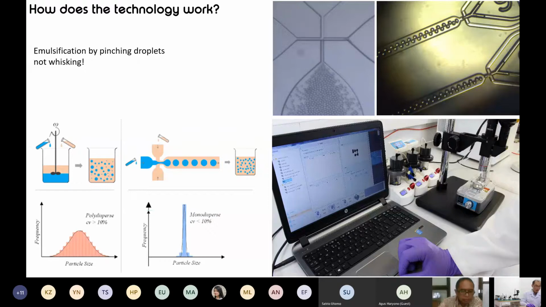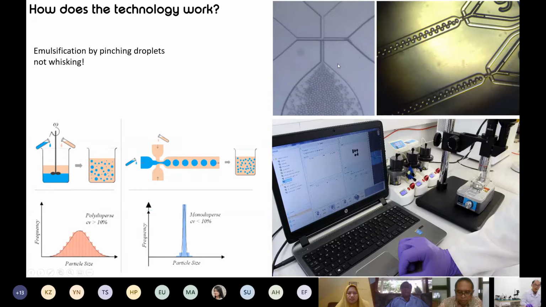With the advantages of flow chemistry, like being easy to control the temperature and the flow rate, the droplet size can be easily controlled to make a very precise particle size distribution. So microfluidics gives a very monodisperse particle size distribution.